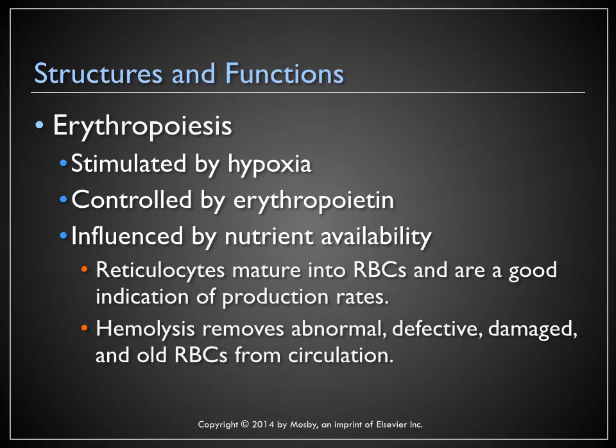So erythropoiesis is influenced by nutrient availability. And the two important things are reticulocytes, which mature into RBCs and are a good indication of production rates, and hemolysis, which removes abnormal, defective, damaged, and old RBCs from circulation.